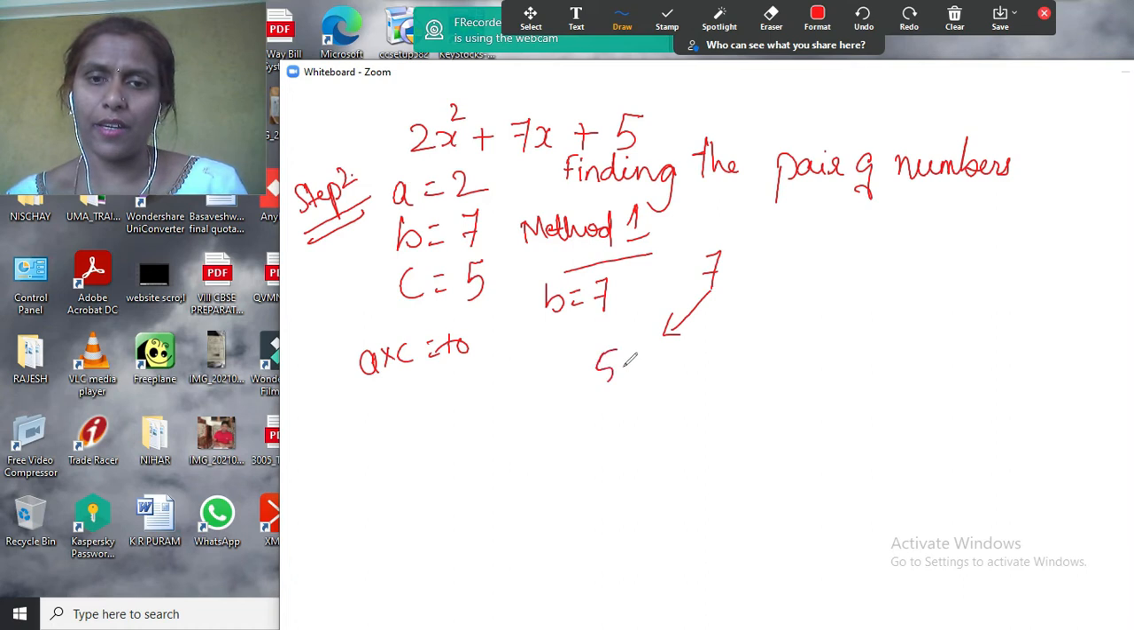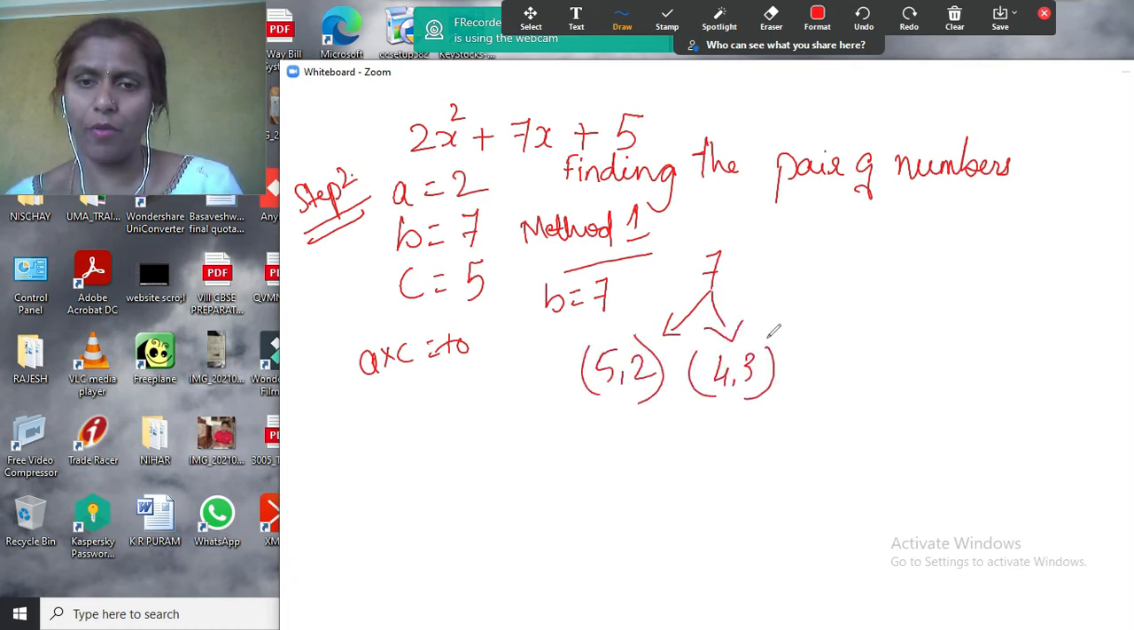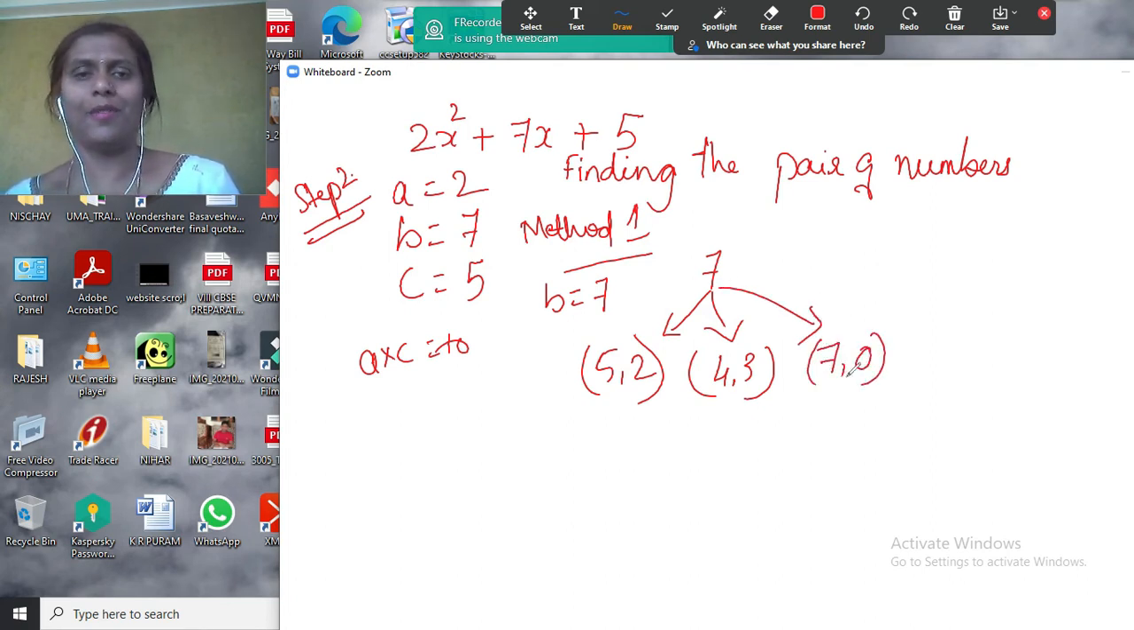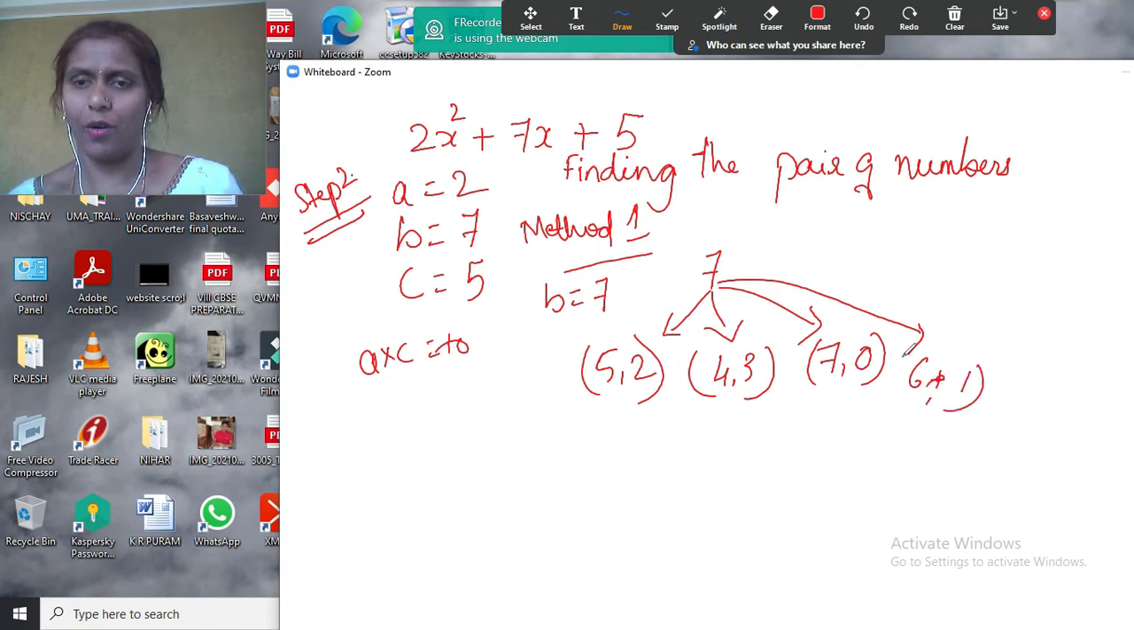Now, for b, I have many pairs. 5, comma 2 is one pair. 4, comma 3 is another pair. 7, comma 0. Is there any other pair? 6 plus 1, yeah, 6 comma 1. Okay, now let us cross check.